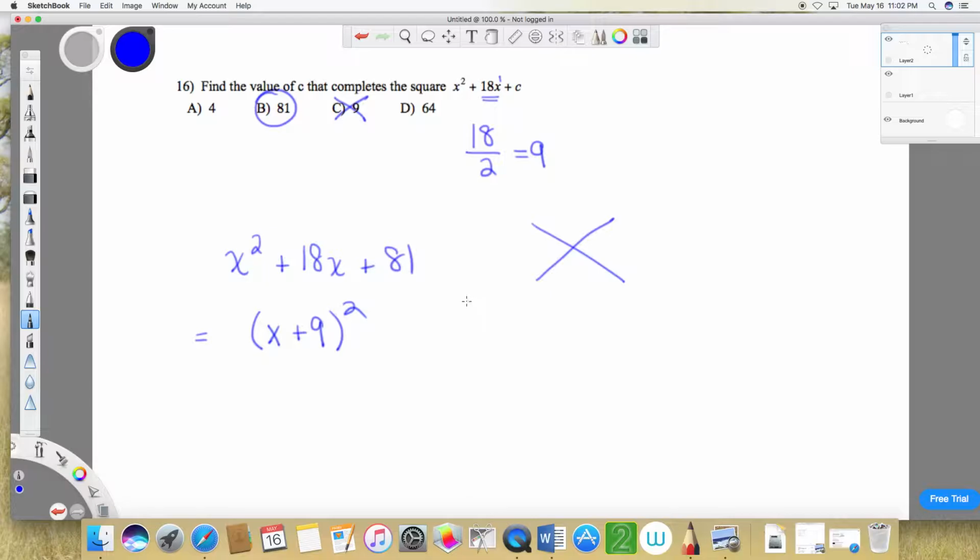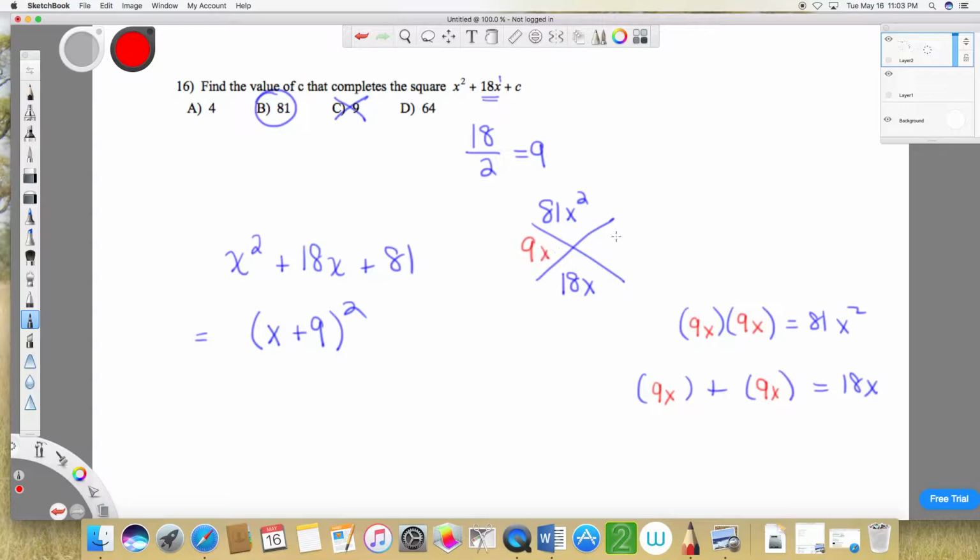Okay, so let's double check that. If I didn't notice that, and I put the 18x in my middle term, 81x squared up here, I look for two numbers that when multiplied together give me 81x squared, but when you add them together, you get 18x. After a little bit of effort, you come up with that 9x times 9x is 81x squared, and 9x plus 9x is 18x. So this is what goes into our x.